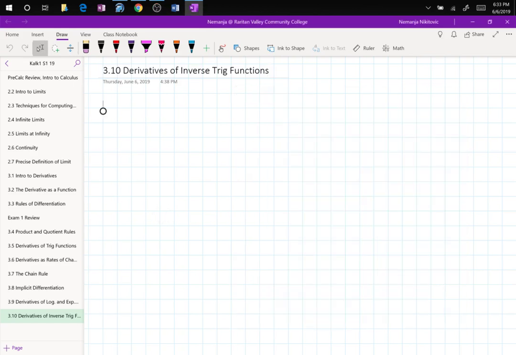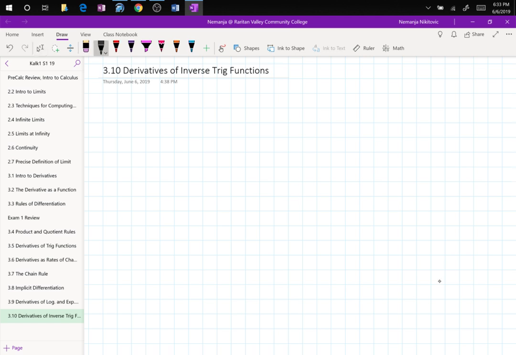Hello and welcome back to Calculus 1, section 3.10 on derivatives of inverse trigonometric functions. Before we run into the inverse formulas, I will remind you of what an inverse means.